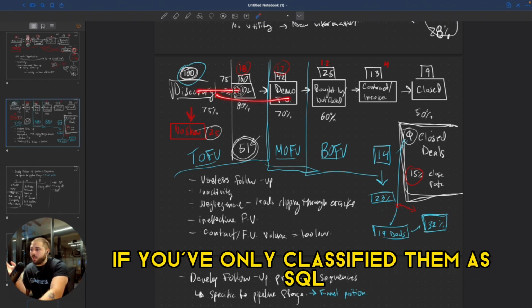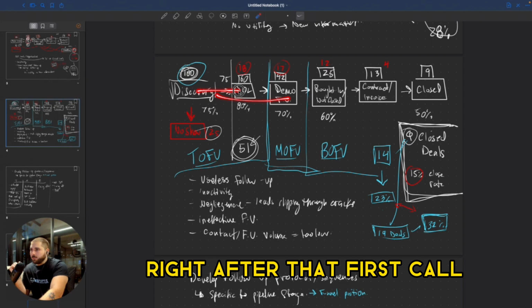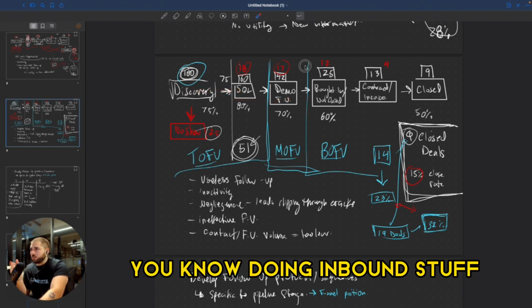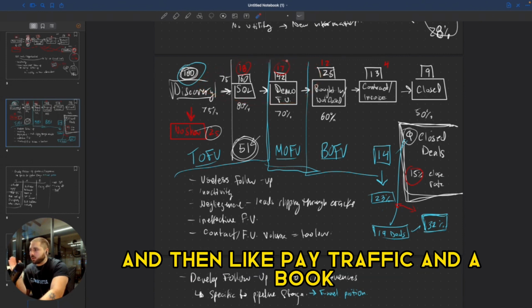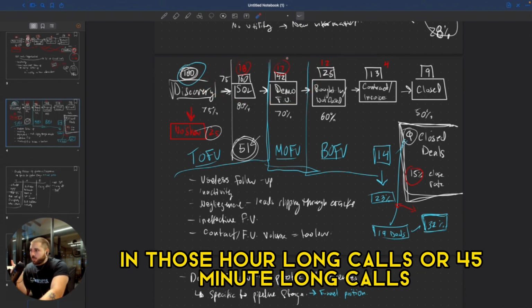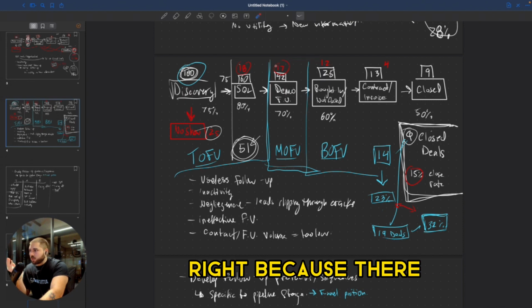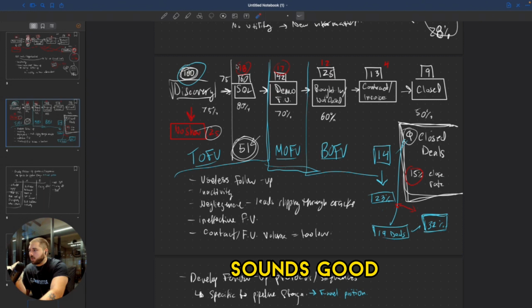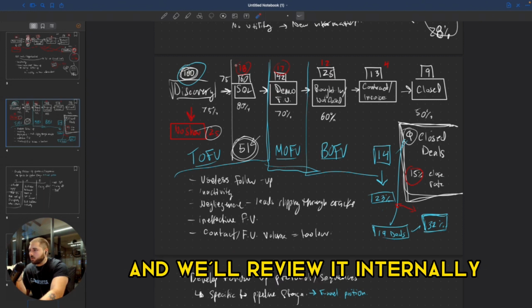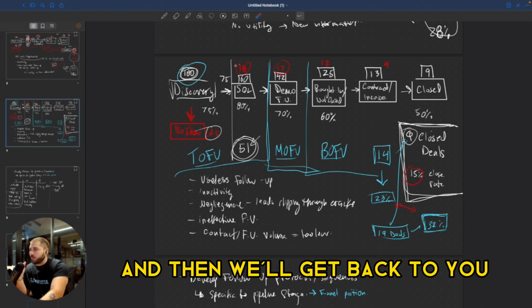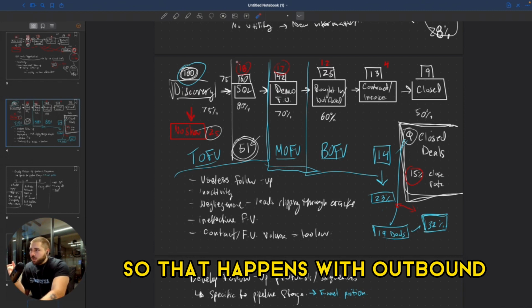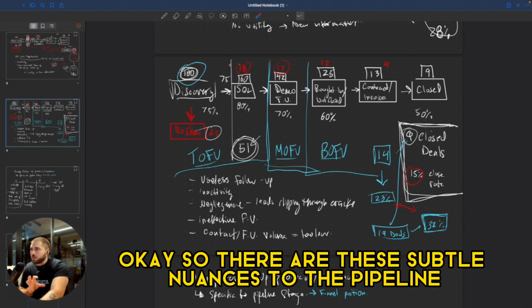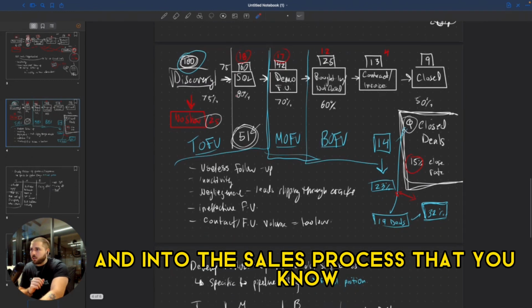If you've only classified them as an SQL and they didn't end up booking the demo right after that first call, you get that drop-off. You avoid it by doing inbound and paid traffic, and booking those hour-long or 45-minute calls. As I said, there's no opportunity for them to say, okay, sounds good, I'm not ready for a demo yet, but why don't you send me some stuff, and we'll review it internally and get back to you. That happens with outbound. With inbound, that won't happen. So there are these subtle nuances to the pipeline and the sales process that people should be aware of.